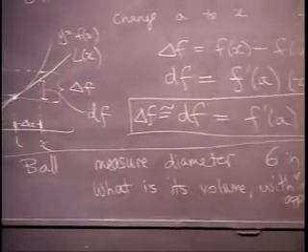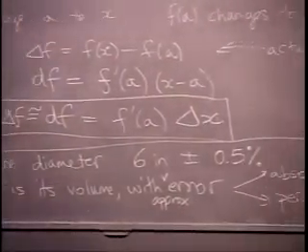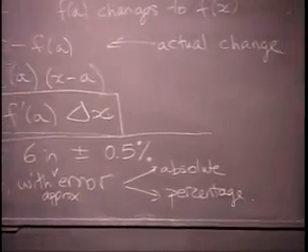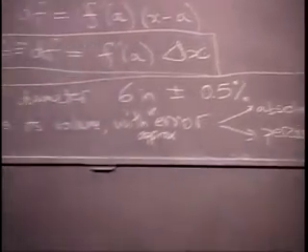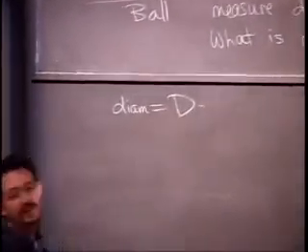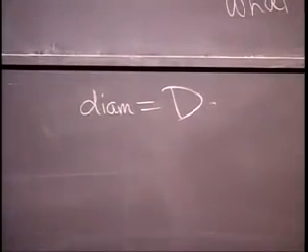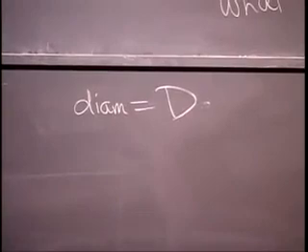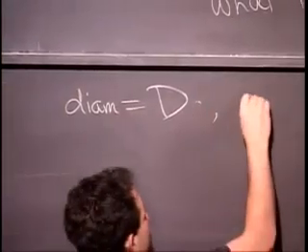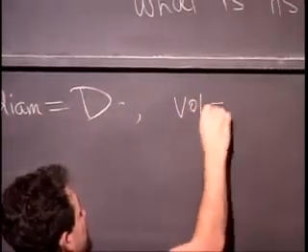First of all, we're going to need a formula. I'm going to, perhaps against my better judgment, let the diameter be capital D. You should never use little d as a variable because you go dx or something like that. That just doesn't work. But capital D, I think, will be okay. So let the diameter be D and the volume be V.